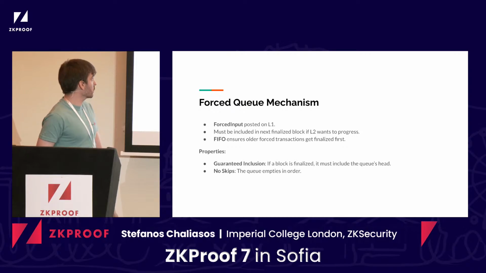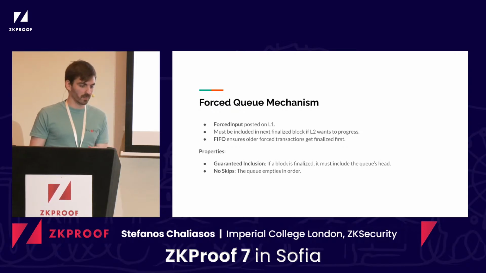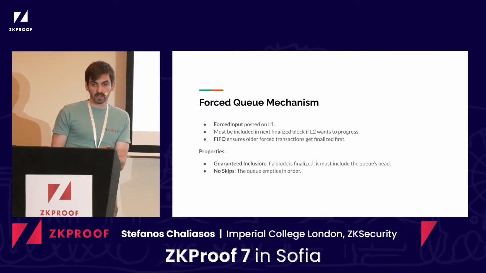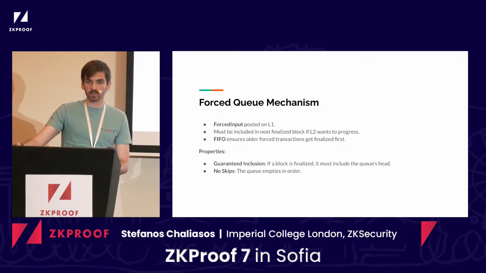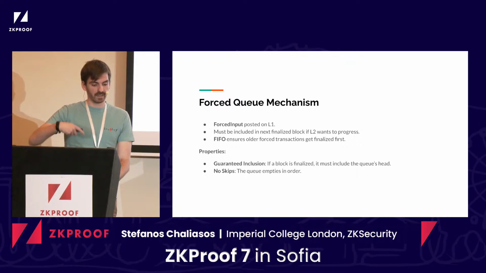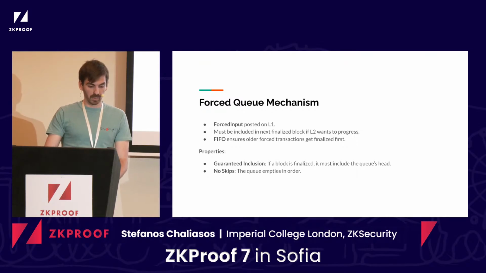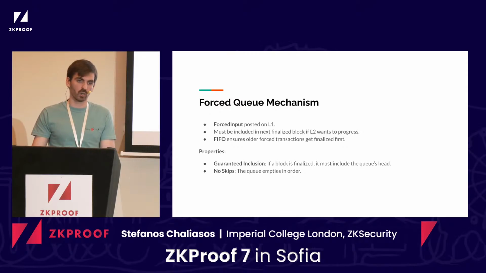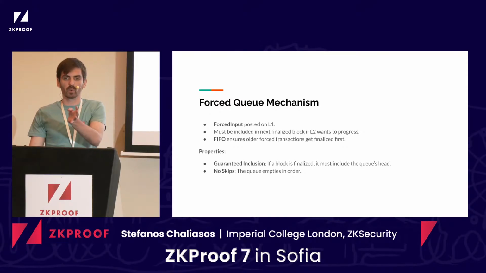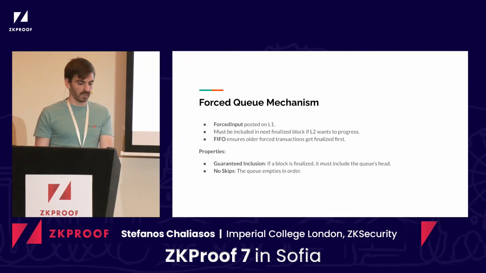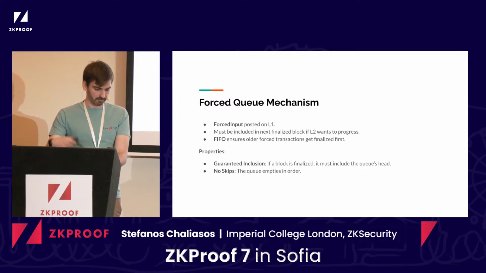So let's start with our first, and I would say most important, mechanism, which is the forced queue mechanism. It's a mechanism that almost all rollups want to implement. So we have forced inputs that are posted on the L1, and those inputs must be included in the next finalized block if the L2 wants to progress. So there should be, in other words, some progress in the queue if the queue is not empty and we want to create and finalize a new block.